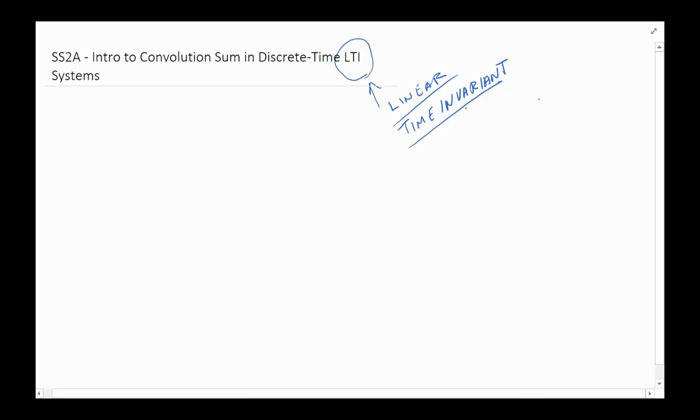The focus of this video is on a convolution sum. But before we get into talking about convolution sum, we need to introduce some basic ideas that help explain why convolution sums are useful, and also why we want to take a look at convolution sum.